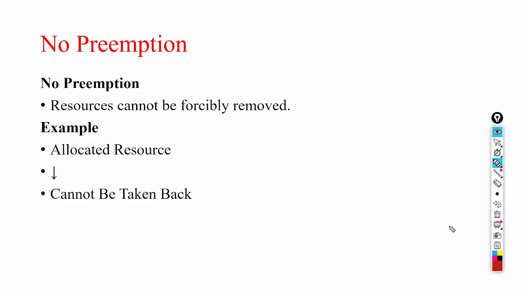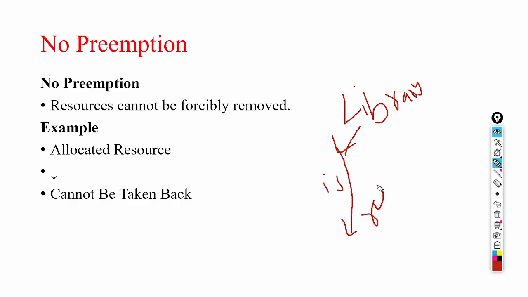A simple example: there is a library book in your college library. Once the library book is issued to a particular student, it remains with the student until the student returns it. So this is nothing but no preemption.